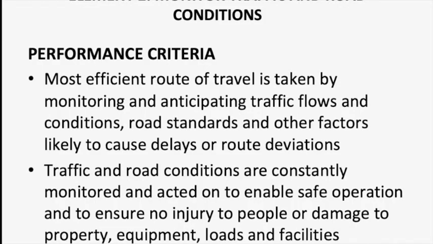Okay, element number two is monitor traffic and road conditions. The performance criteria is most efficient route of travel is taken by monitoring and anticipating traffic flows and conditions, road standards, and other factors likely to cause delays or route deviations. Traffic and road conditions are constantly monitored and acted on to enable safe operation and to ensure no injury to people or damage to property, equipment, loads, and facilities.